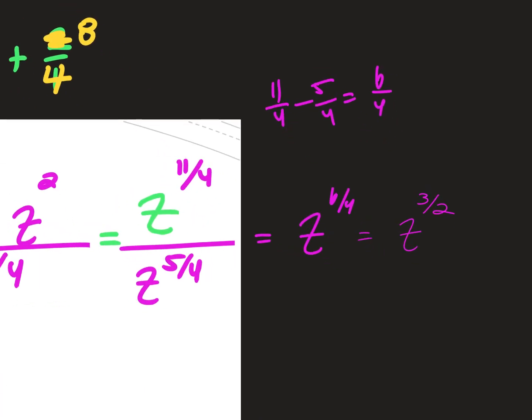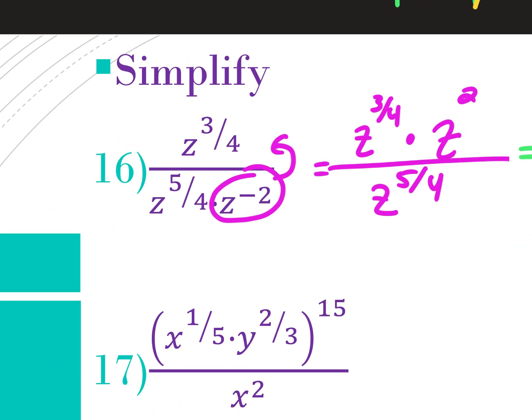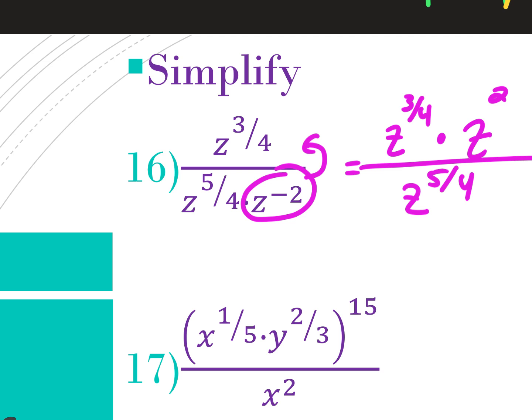If you wanted to write it like this, you could. That's the same thing, but you don't have to. This is perfectly acceptable. You can leave fractional exponents on variables as long as they're positive. That's fine.